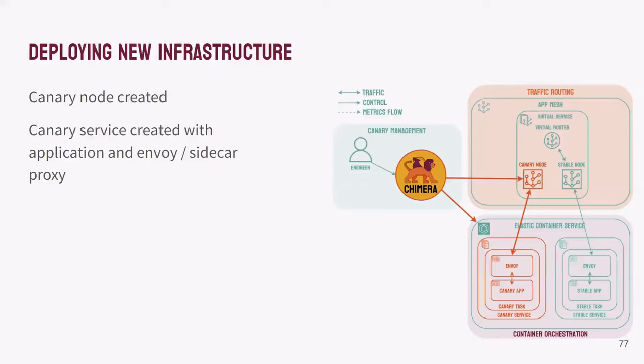One or more instances of the tasks are going to be spun up with containers for both the applications and the envoys. And then at this point, Chimera is going to have to wait for these new changes to propagate and the Canary services to be fully discoverable by the service mesh.